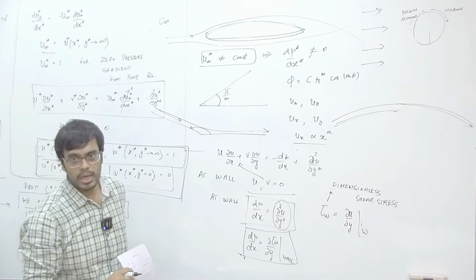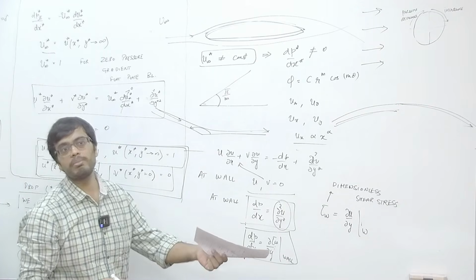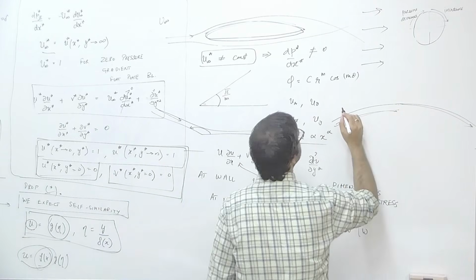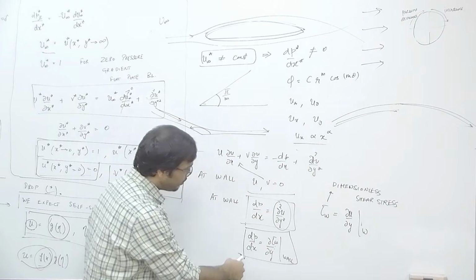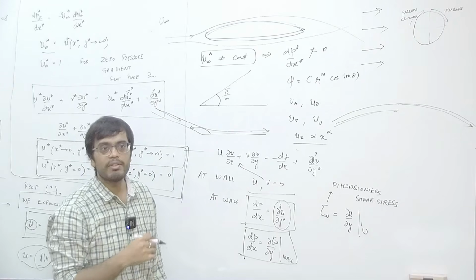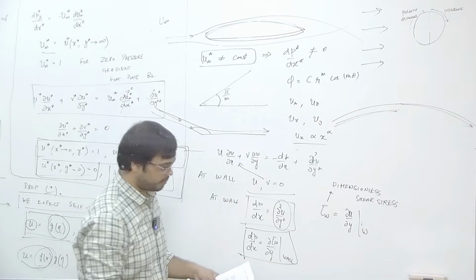Negative. As you are moving further downstream, pressure is decreasing. So, dp by dx is negative. So, if dp by dx is negative, then del 2 u by del y square is negative. Second derivative being negative, what does it mean?